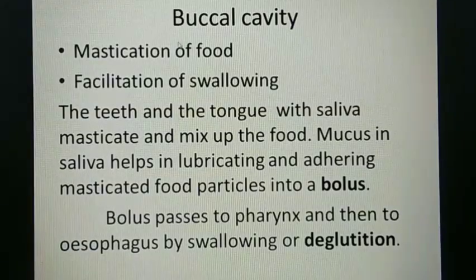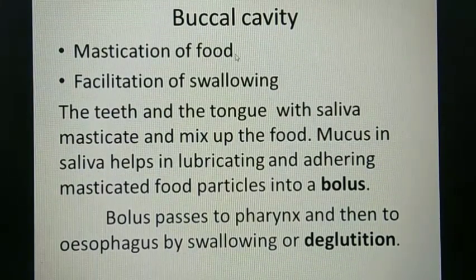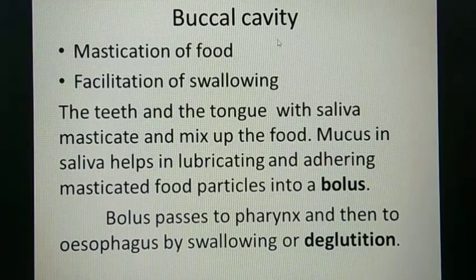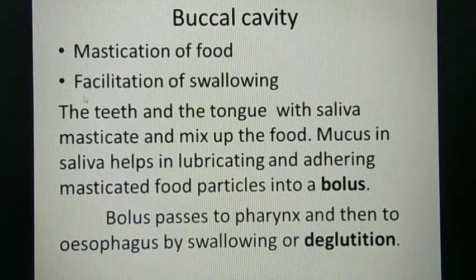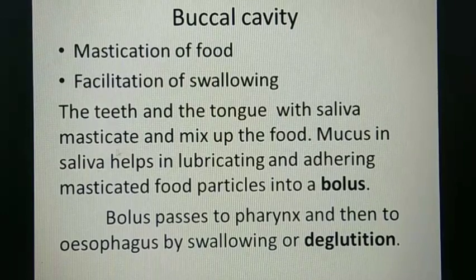Then coming to buccal cavity. Now we started with the process of digestion. Inside the buccal cavity, 2 things are happening: mastication of food and facilitation of swallowing. Mastication of food is done by the teeth. Actually, there are 4 types of teeth. These teeth will chew the food and mix it with saliva. So the teeth and the tongue with saliva masticate and mix up the food.